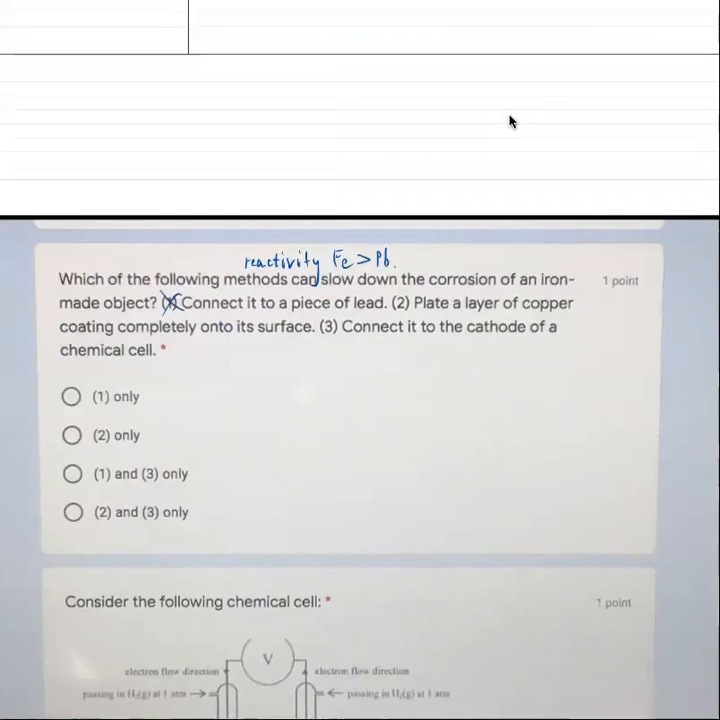And then it was left with B and D. If we take a look at the third one, connected to the cathode of the chemical cell. I don't know if you still remember, we learned a method called anodization.